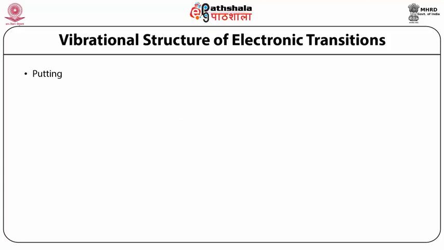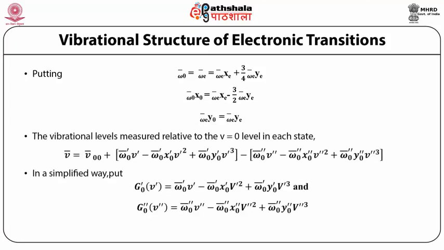So putting the values of omega 0 is equal to omega E minus omega E Xe plus 3 by 4 omega E Ye, and omega naught x naught is equal to omega E Xe minus 3 by 2 omega E Ye, and omega E Y0 is equal to omega E Ye. The vibrational levels are measured relative to the nu is equal to 0 level in each state. So simplifying this, nu is equal to nu 0 0 plus G naught prime nu prime minus G naught double prime nu double prime.